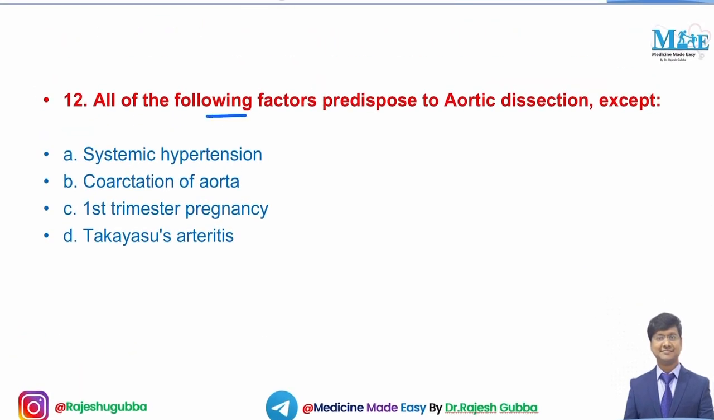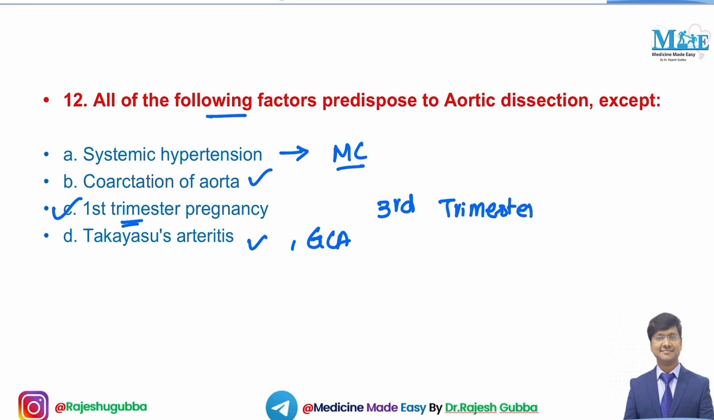All of the following factors predispose to aortic dissection except: systemic hypertension, coarctation of aorta, first trimester of pregnancy, Takayasu arteritis. The most common risk factor responsible for aortic dissection is systemic hypertension. Coarctation of aorta can also cause aortic dissection. Takayasu arteritis and even giant cell arteritis can also cause aortic dissection. But aortic dissection is not seen in the first trimester of pregnancy. It is observed in the third trimester.